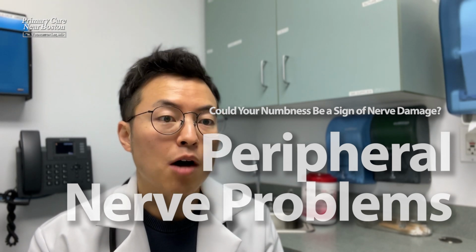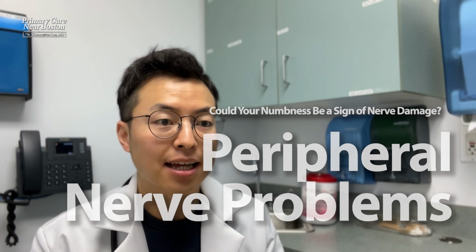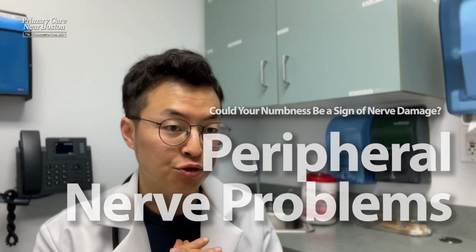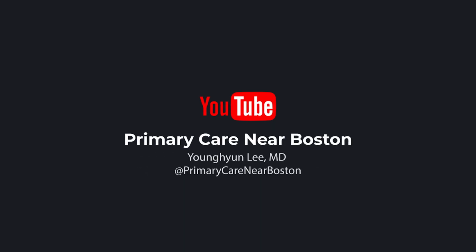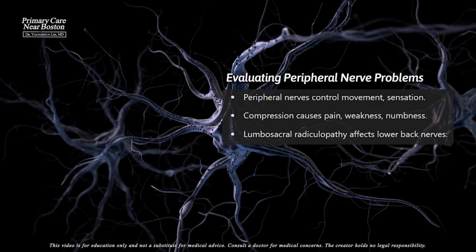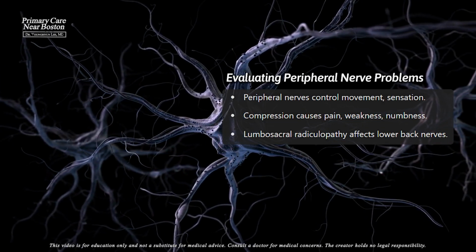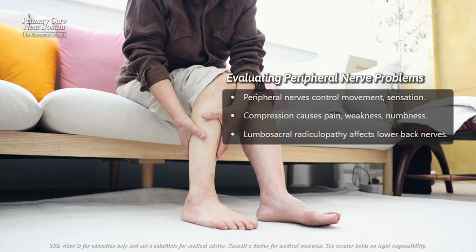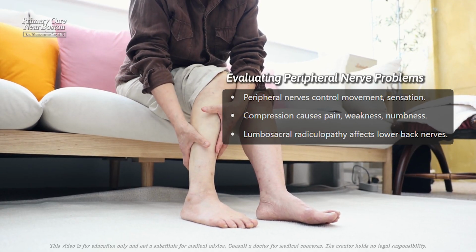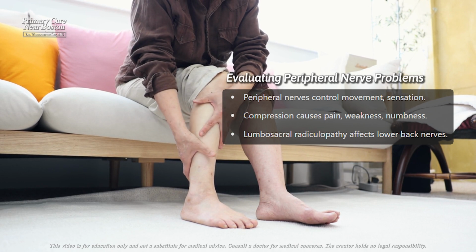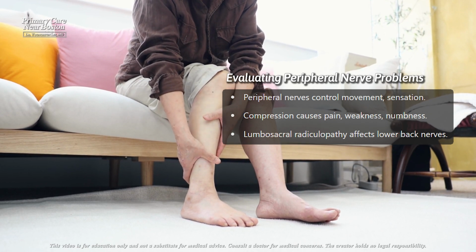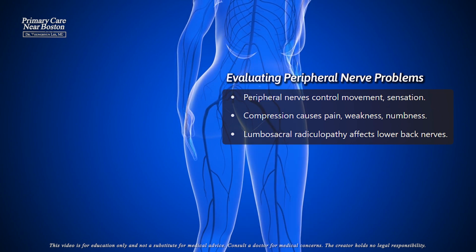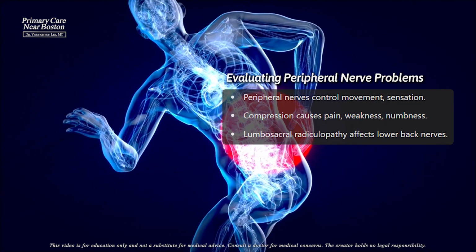We will discuss how doctors go about evaluating and diagnosing peripheral nerve problems, particularly those that affect the lower extremities, or legs. Peripheral nerves are the ones outside the brain and spinal cord, and they play a key role in movement, sensation, and muscle function. When these nerves are compressed, irritated, or injured, it can lead to symptoms like pain, weakness, or numbness in the legs. One common condition that can cause such symptoms is called lumbosacral radiculopathy, where the nerves in the lower back are affected.